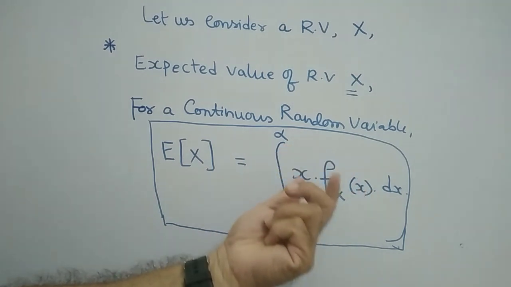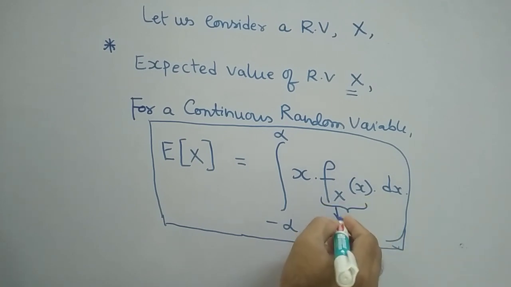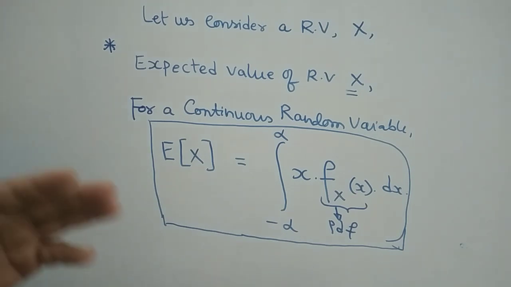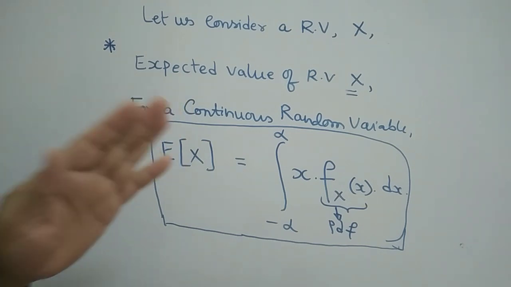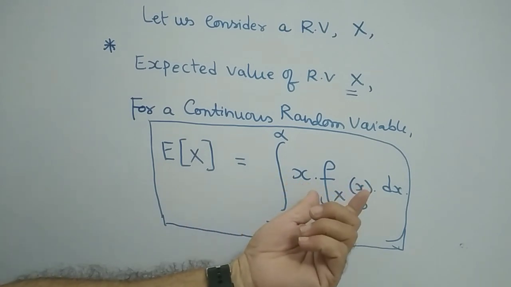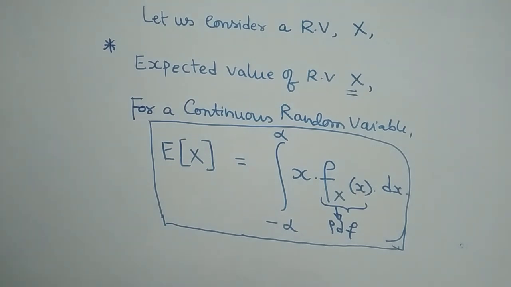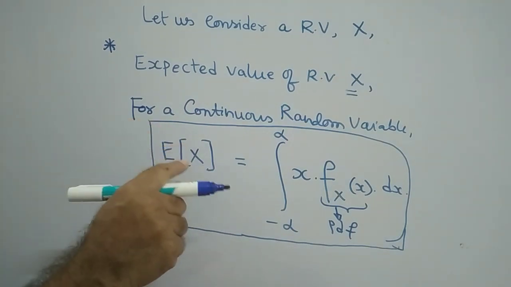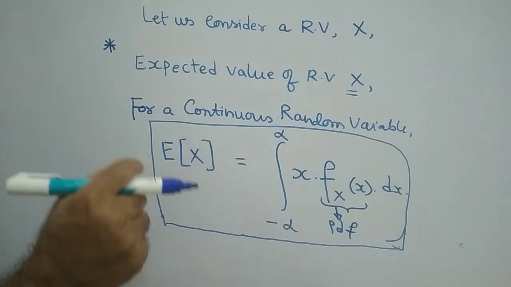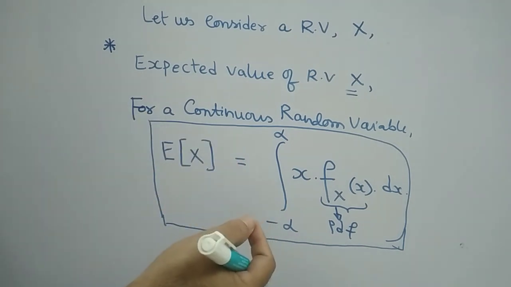It is called small PDF. What is PDF? Probability density function. Do not confuse, it is not a probability distribution function. Probability distribution function is something different, whereas this is called the small PDF, that is probability density function of random variable x. Therefore, any random variable has its PDF, the probability density function, as well as its probability distribution function.